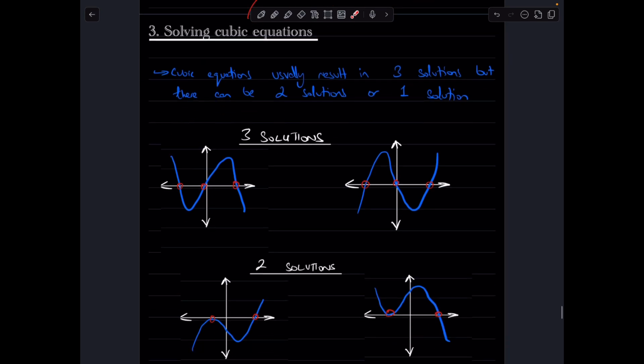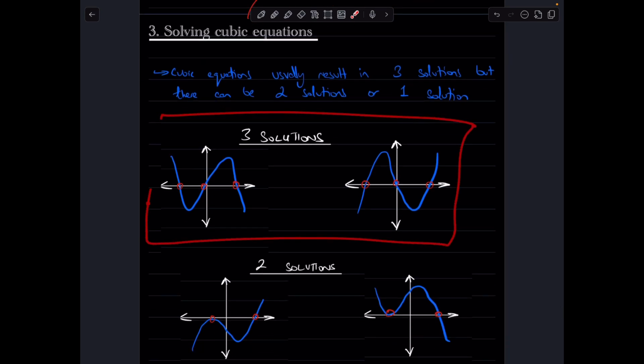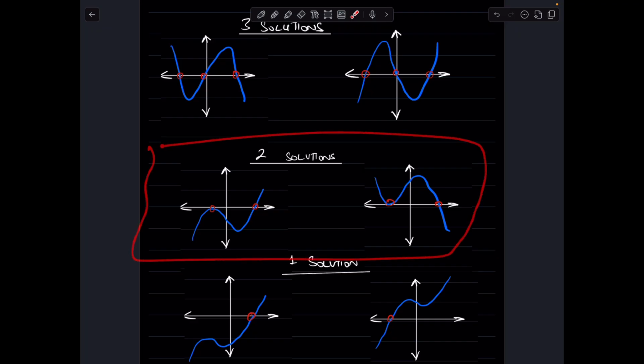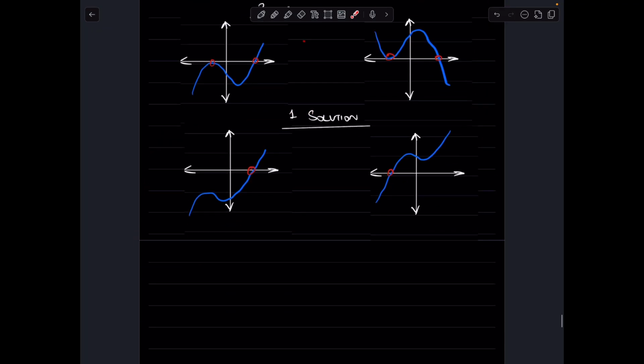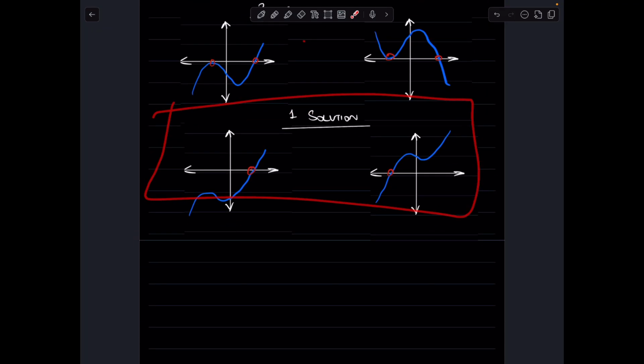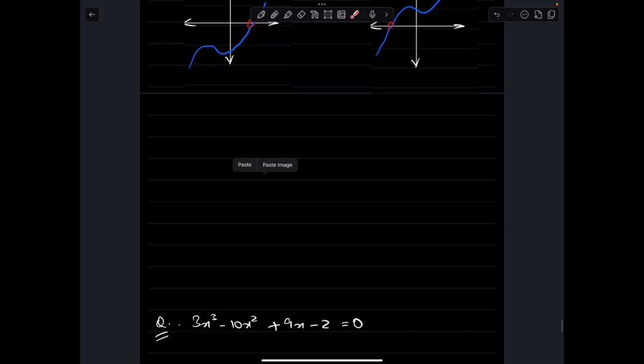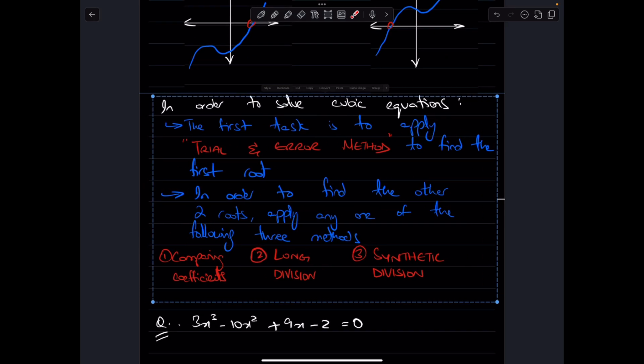A cubic equation can have a maximum of 3 solutions, or it can have 2 solutions, or it can have a minimum of 1 solution. So how do we find these solutions? In order to find these solutions, we have a sequence of steps.